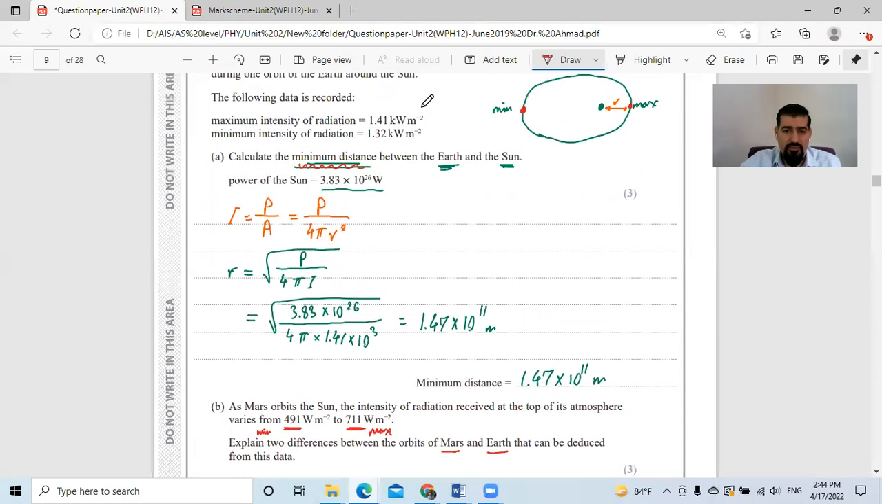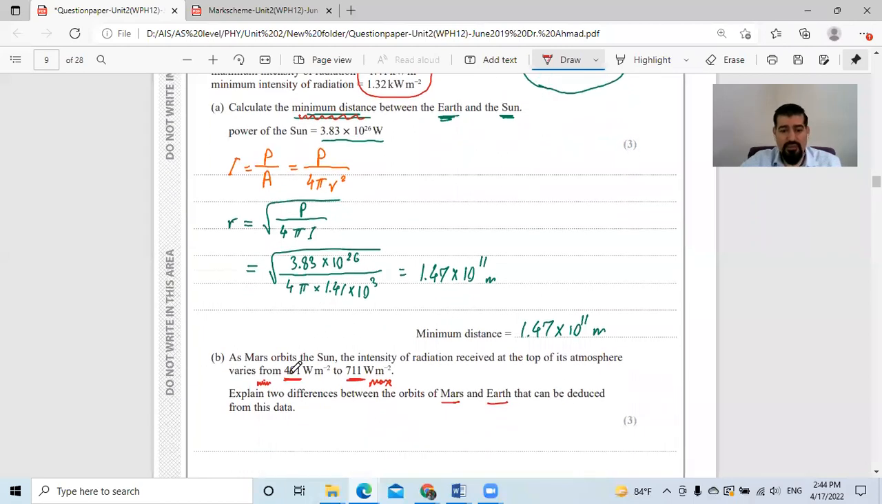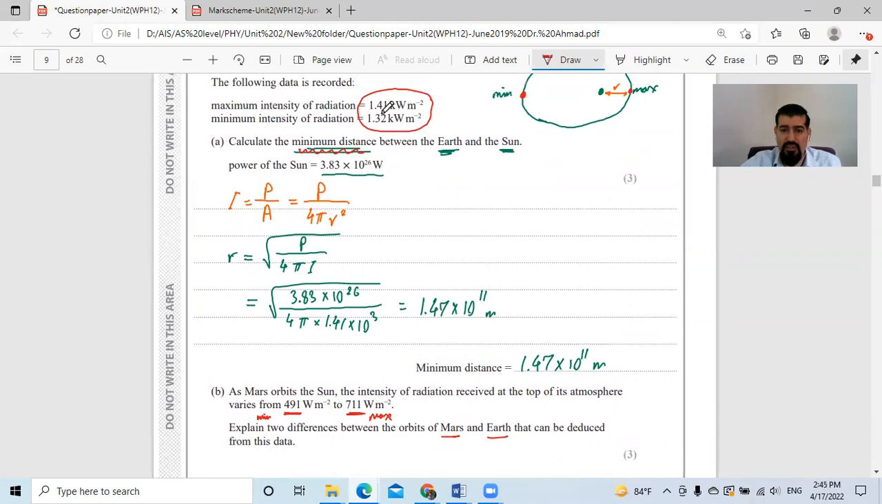Now look here at the values of the Earth, the maximum and the minimum. It's in thousands, 1.4 and 1.3 thousands. But look here, it's 490 and 711. The difference here, they are close to each other, okay? But the difference here is wide, okay? So that means we have major differences here.